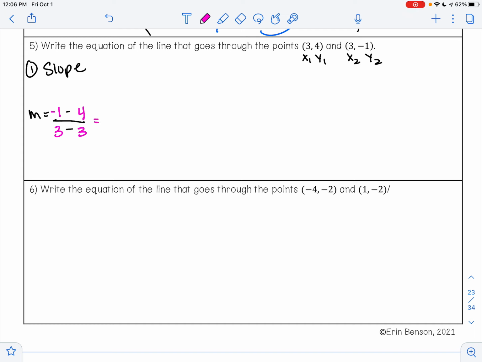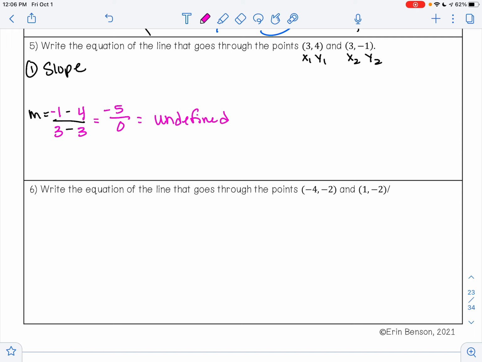-1 minus 4 is -5. 3 minus 3 is 0. If you try to do -5 divided by 0 in your calculator, you will get an error. That is because we do not know how to divide by 0. When this happens, that is how you get an undefined slope.